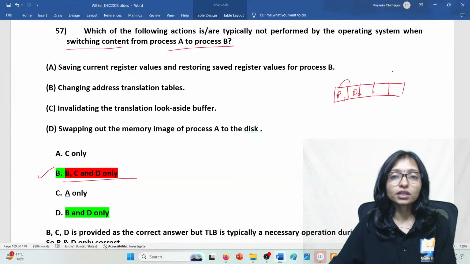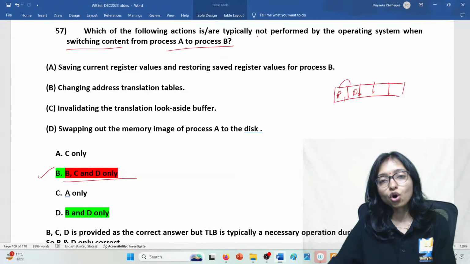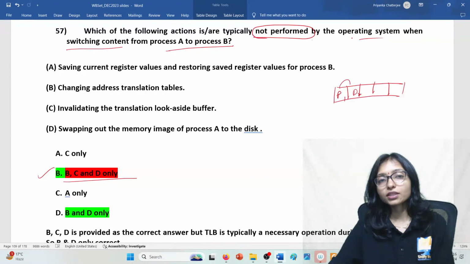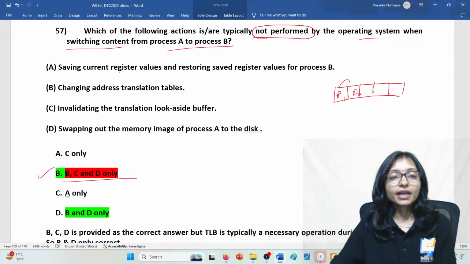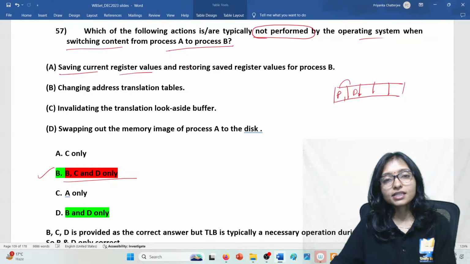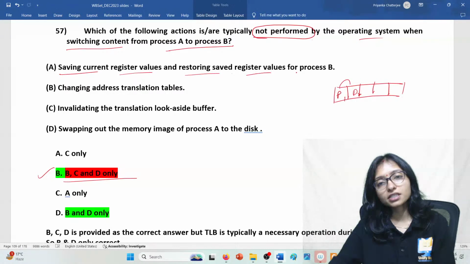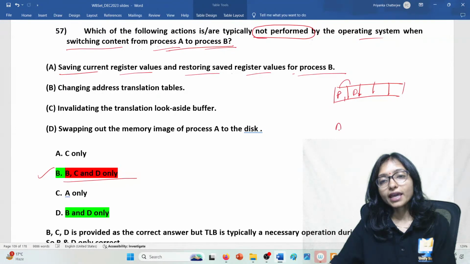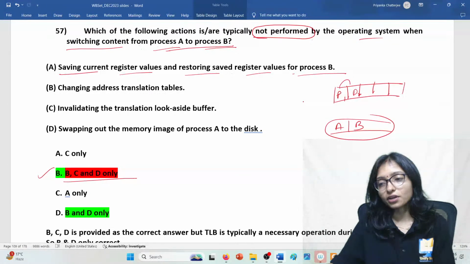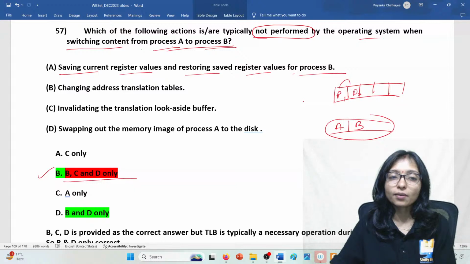Now what are the important things? What will happen, and what is not performed? The question is which is typically not performed by the operating system whenever switching is going on. Okay, so first of all, saving the current register values and restoring the saved register values of process B, because here the context is switching from process A to process B. So A was running, you are going to process B, so definitely you have to save the current state, then you have to restore.